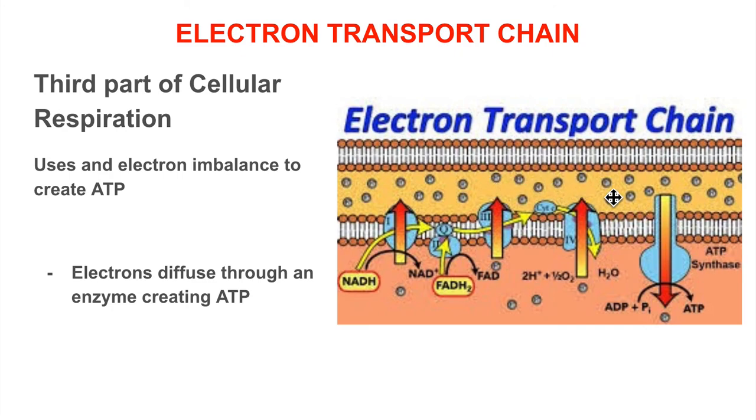So these electrons are going to diffuse through here. And every time an electron comes through here, it kind of spins this little top right here, and it turns ADP, adenosine diphosphate, into adenosine triphosphate. So I have a whole bunch of hydrogens that are going to come through here, and every time they come down, it's going to start creating a bunch of ATP molecules.